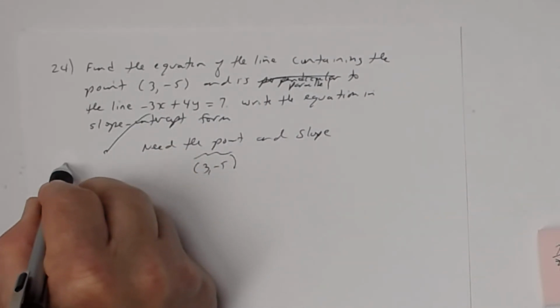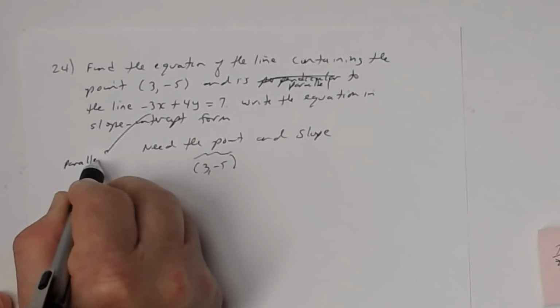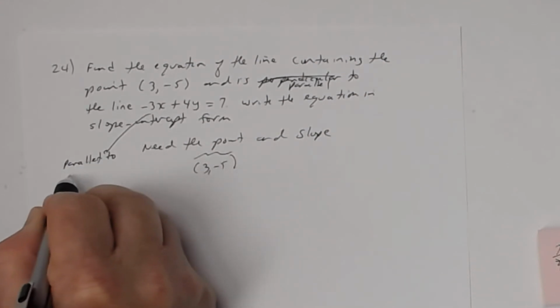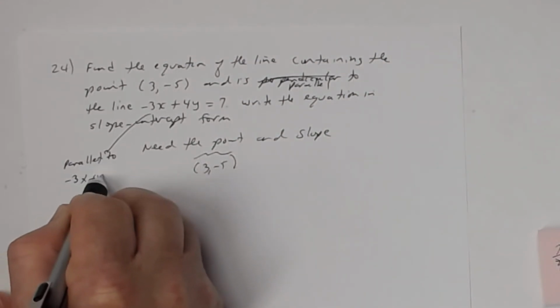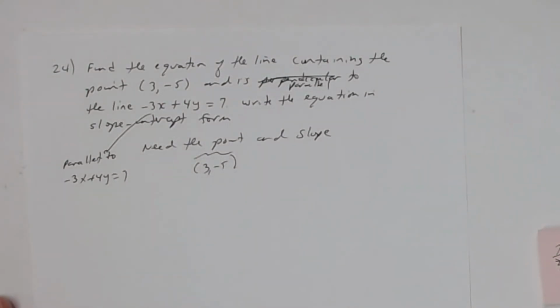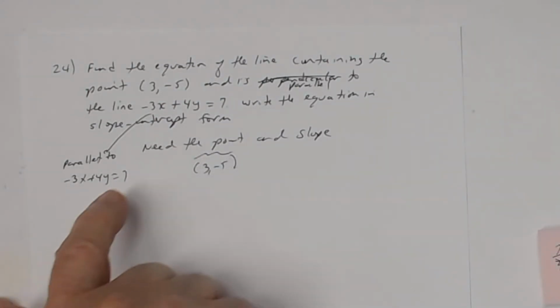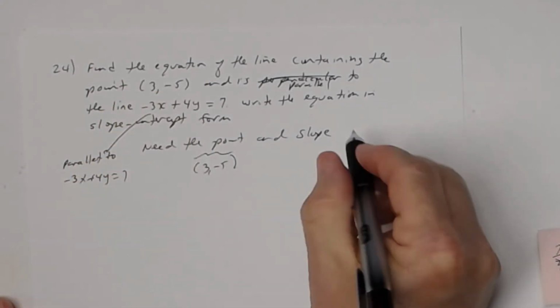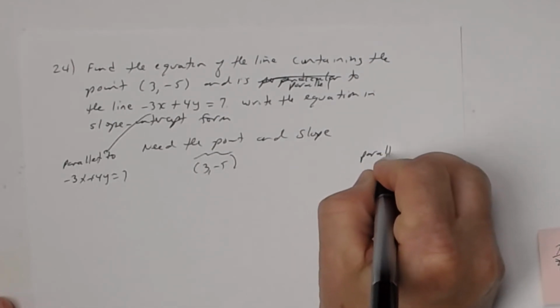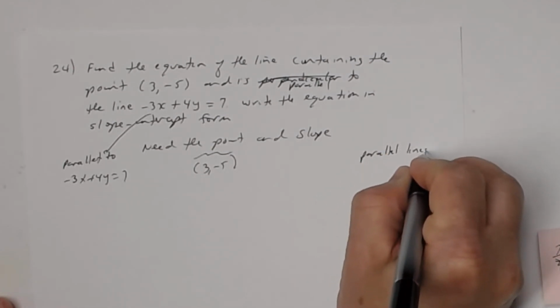So it's parallel to negative 3x plus 4y equals 7. And so remember, parallel lines have the same slope.